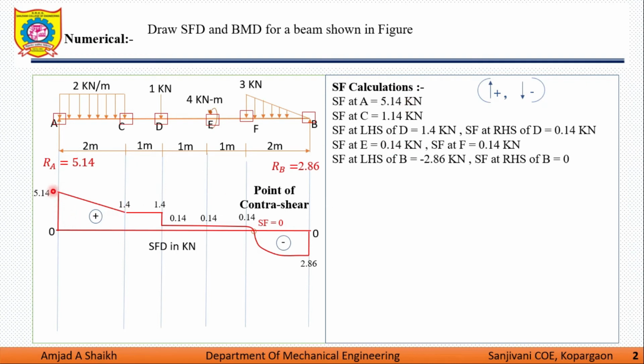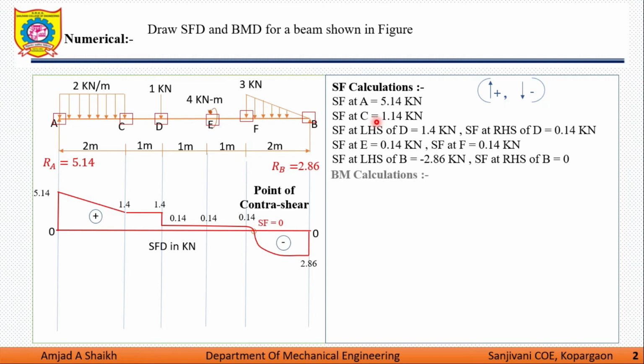Shear force at point A, 5.14, at point C, 1.4, then at point D, that is 1.4. RHS of D, 0.4. Point E, 0.4. At point F, 0.4. At left hand side of B, minus 2.86. And at RHS of B, that is 0. So this is how we have drawn the shear force diagram. We are obtaining the calculation from the diagram.